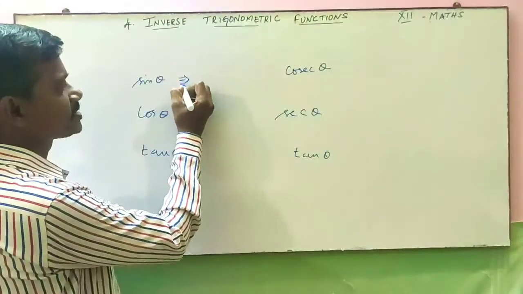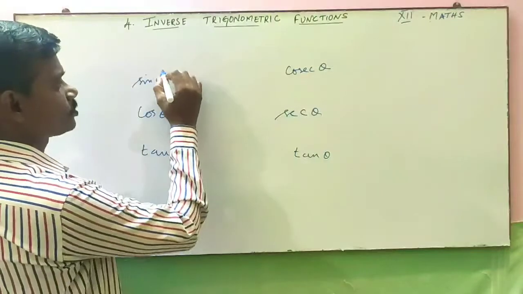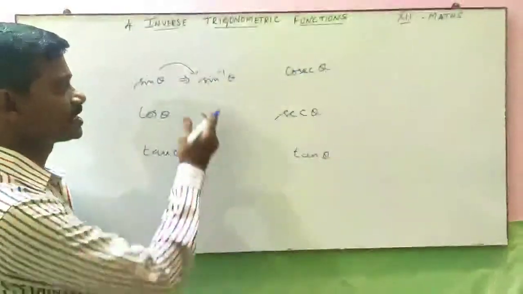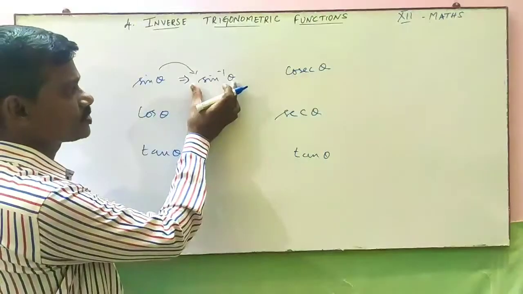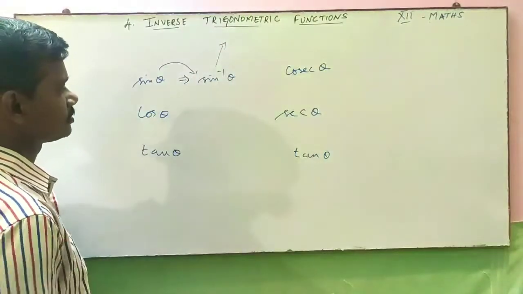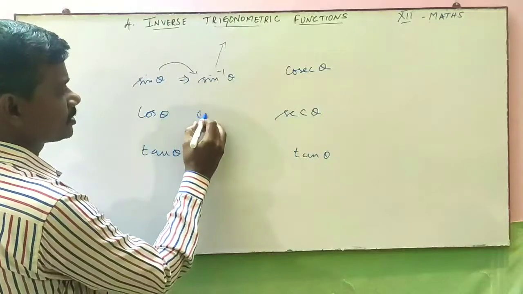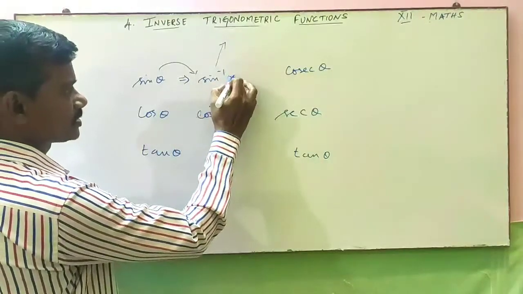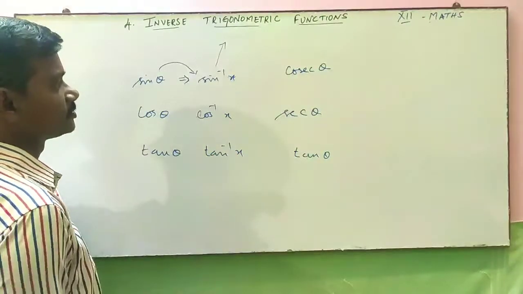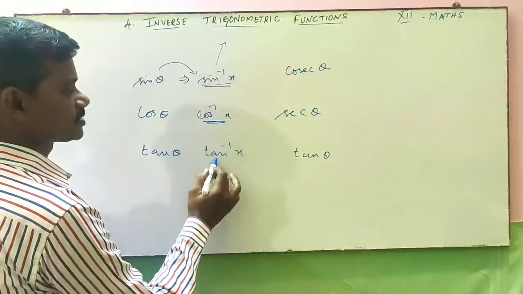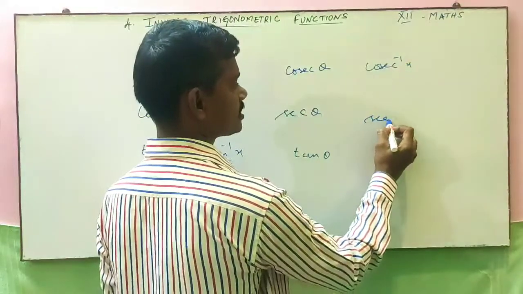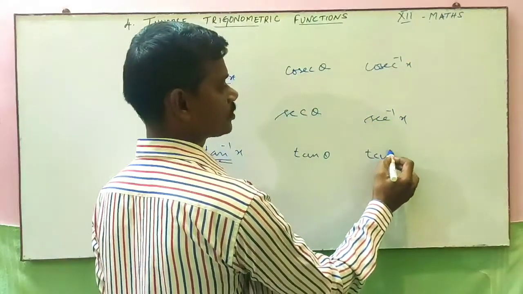How will you write these as inverse trigonometric ratios? The sin theta can be written as sin inverse of x. So sin inverse of x is called an inverse trigonometric function. Like that, cos can be written as cos inverse of x, and tan theta can be written as tan inverse of x. So these are called the inverse trigonometric functions. Here cosecant inverse of x, secant inverse of x and cot inverse of x.